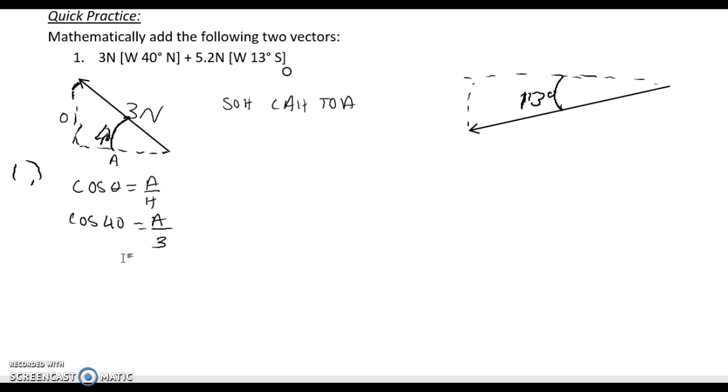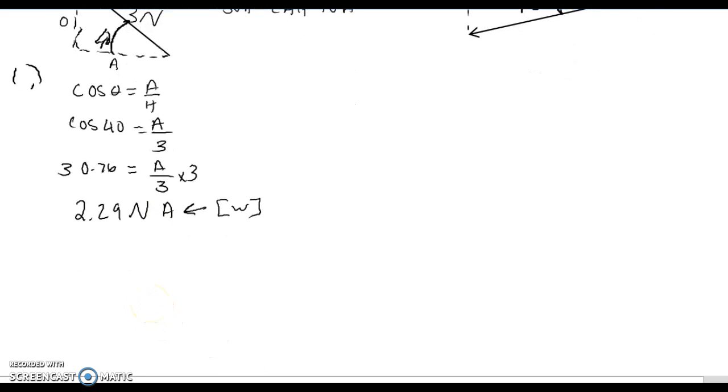From here, cosine of 40 degrees is just a number, if you remember. When you plug that into your calculator, you're going to get 0.76. That's going to equal your adjacent divided by 3. So you multiply both sides by 3 to give you the answer for the adjacent side. You have 2.29 newtons as your adjacent side, and the direction of that is essentially west. So I'm just going to draw an arrow, but it's going to be represented as west. Now that was the x component. We just found the x component of the first vector.